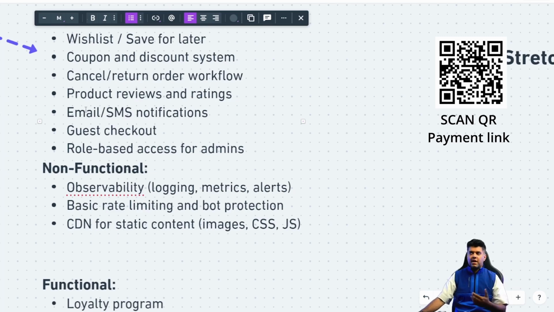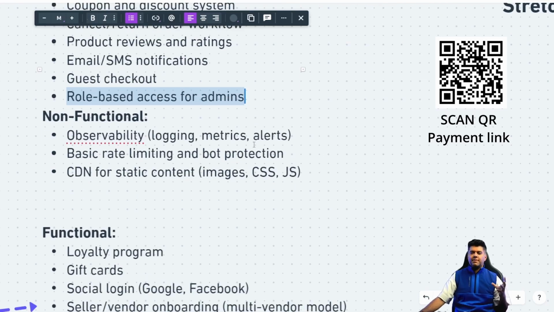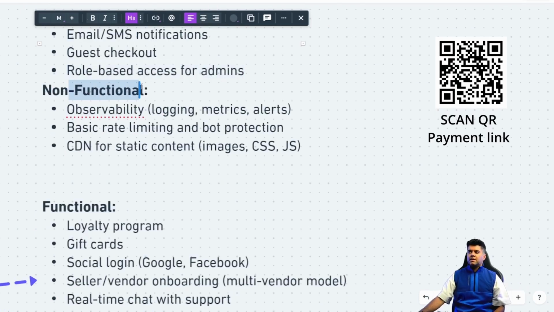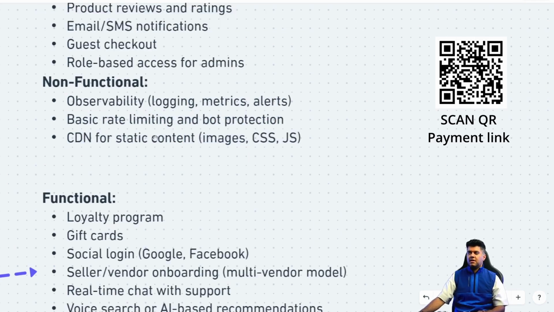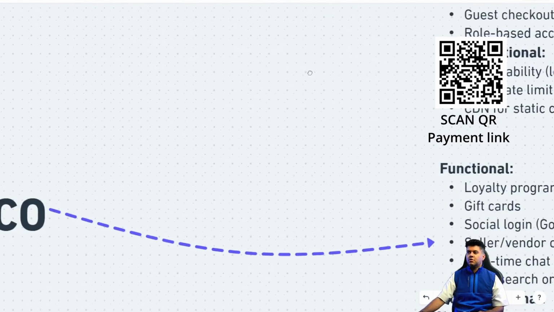So this is should have, like email and SMS notifications after they buy the product. Guest checkout, they don't have to log in to buy something. Role-based access for admins, like the admin should not have access to everything. Maybe a new intern has joined the team. He should have access to only a few of the things. Some non-functional things, observability. So logging, metrics and alerts, basic rate limiting and bot protection, CDN for static content like images, CSS and JS. So those are my should have.